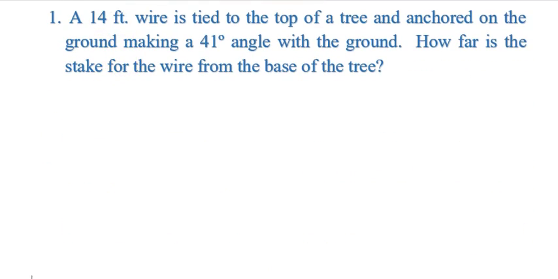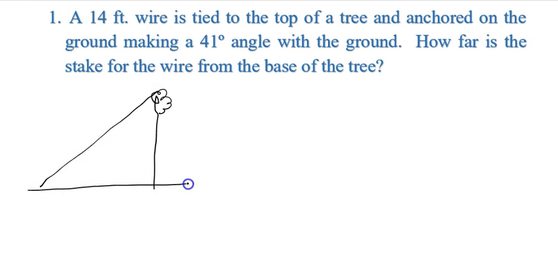Okay, we have a 14-foot wire tied to the top of a tree and anchored on the ground, making a 41-degree angle with the ground. How far is the stake for the wire from the base of the tree? So we want to draw a picture. And so I have a tree, and I have the wire that's tied to the top of the tree and anchored on the ground. And I need to make the ground.